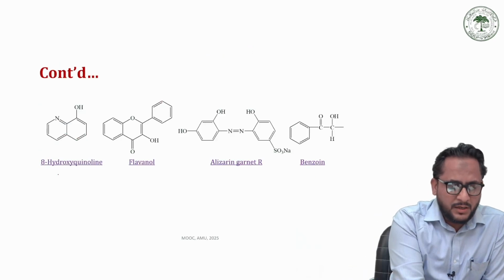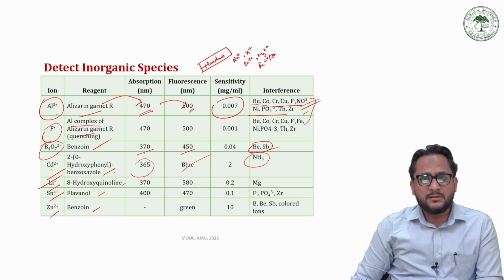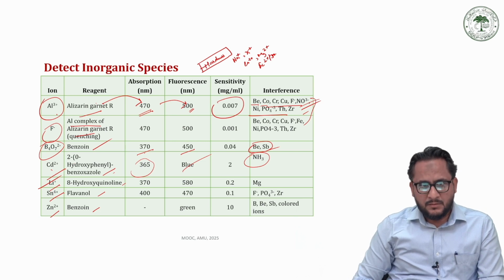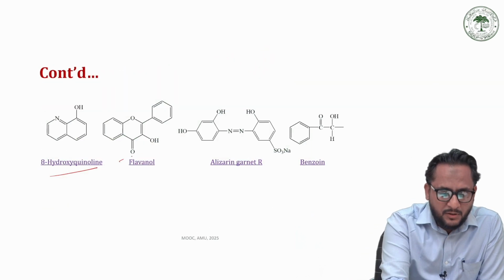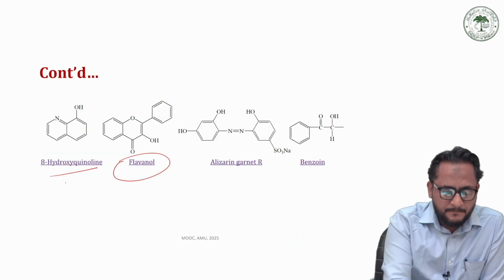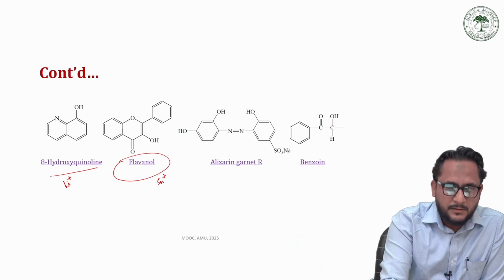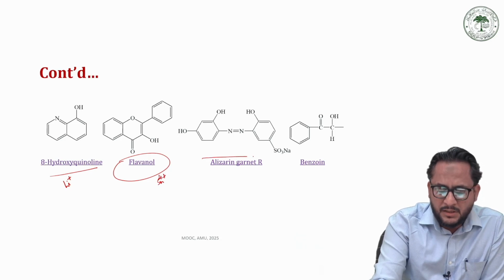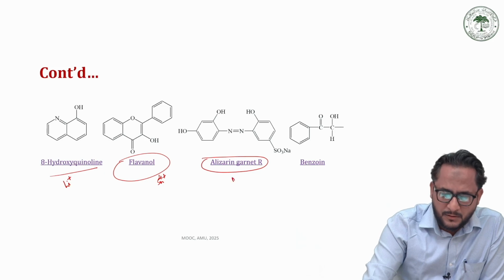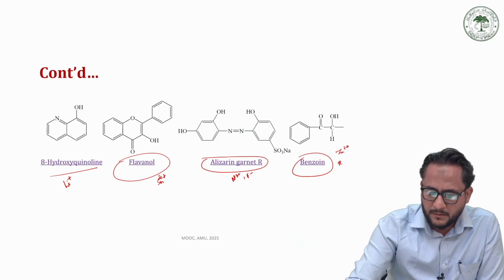These are those molecules. 8-hydroxyquinoline is used for the analysis of lithium by quenching methods. Flavanol is used for tin. So this is used for lithium, and this is used for tin. Similarly, alizarin garnet is used for Al3 plus, even for F negative. Benzoin is used for Zn, even for borate.